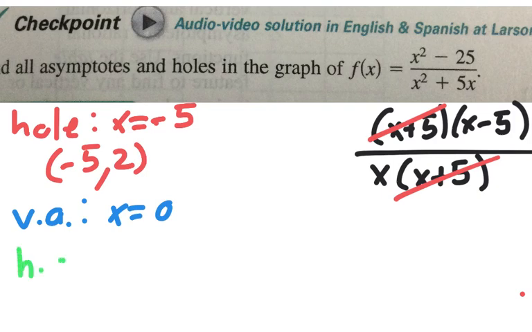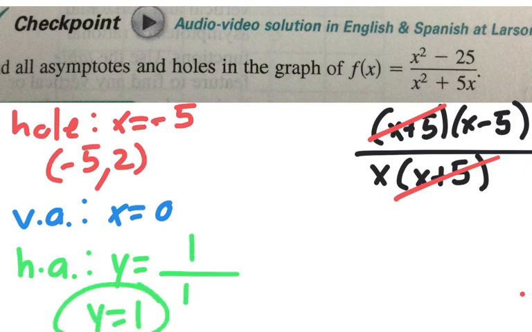And then lastly, we want to look for the horizontal asymptote. So I'm going to look back at the original general form. The degree of the numerator, 2. The degree of the denominator, 2. So I have a horizontal asymptote at y equals the ratio of your leading coefficients, which would be 1 over 1, which means there is a horizontal asymptote at y equals 1.